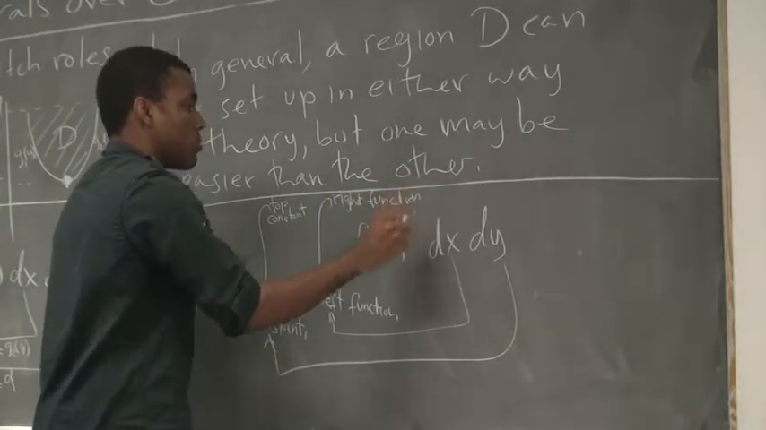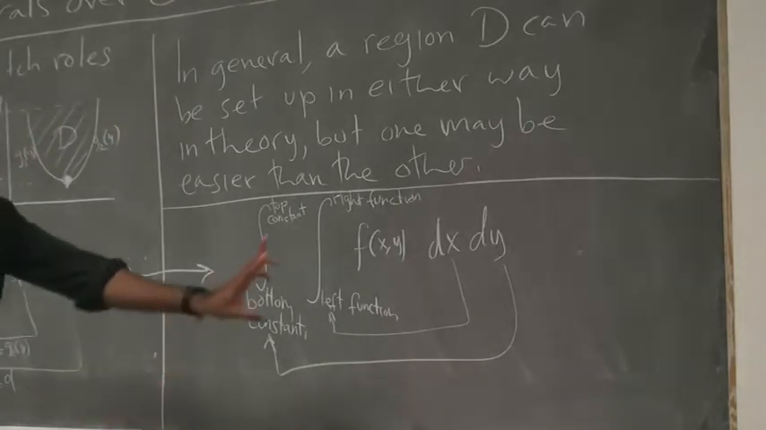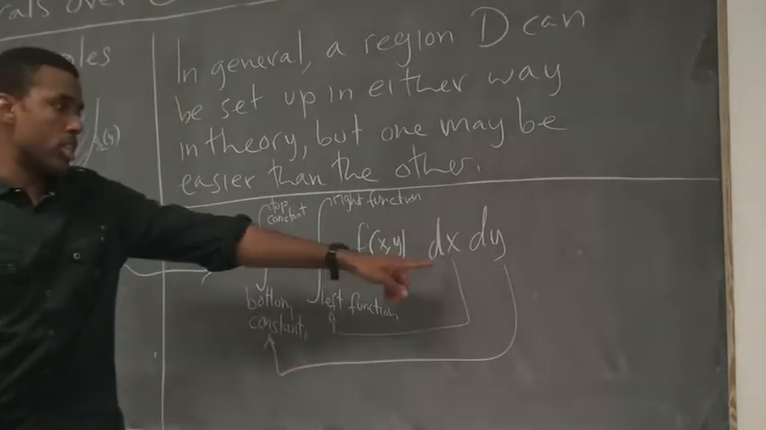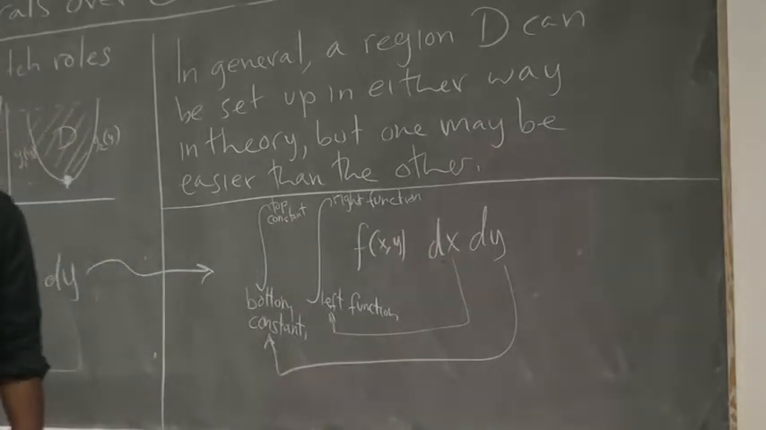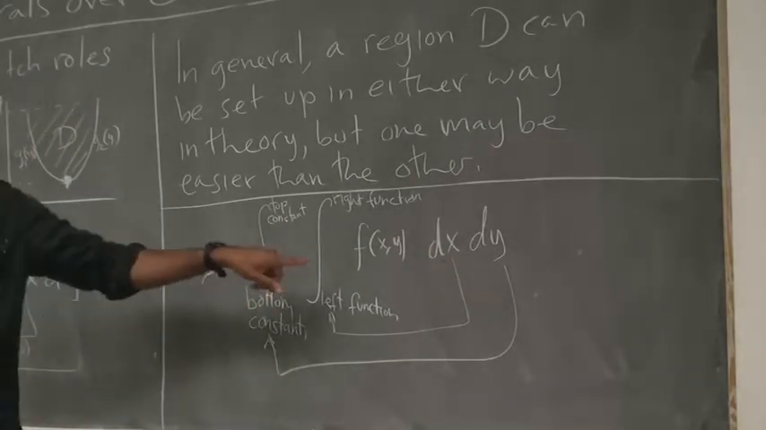So what if y were the function? Then you'd switch the integrals. Okay. You'd set it up as a dy dx. Right? You will never put a function on the outside and a constant inside, ever.